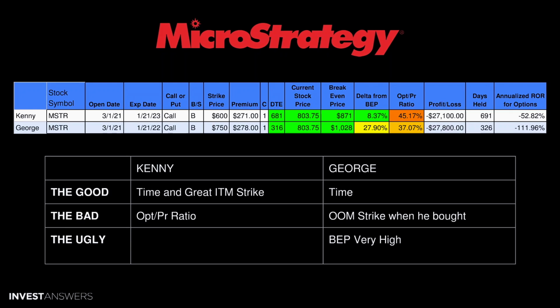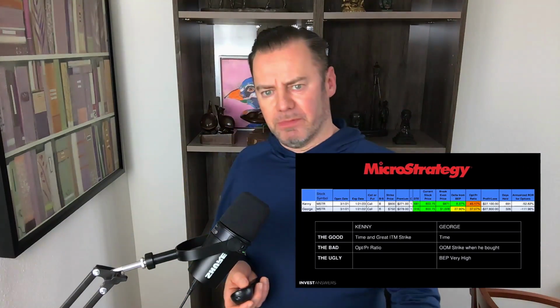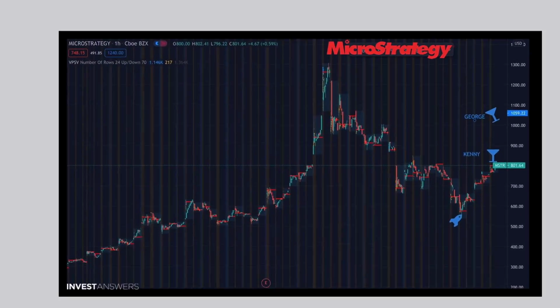And then in terms of George, the good is time. The bad is it was probably an out of the money strike when he bought it, I reckon. And the break-even point is very high, over 1,000. So all in all, both of these trades will probably be profitable. I'm pretty convinced because I know the stock very well.